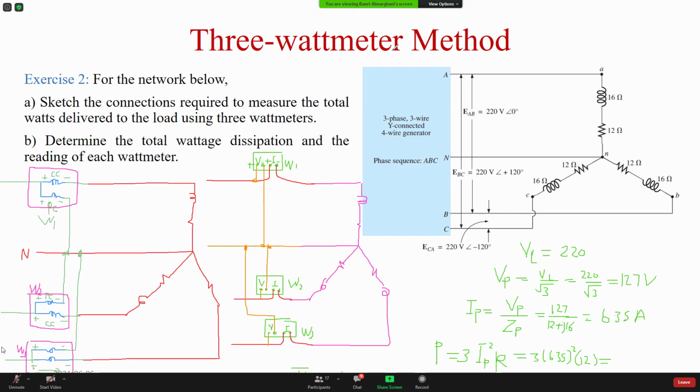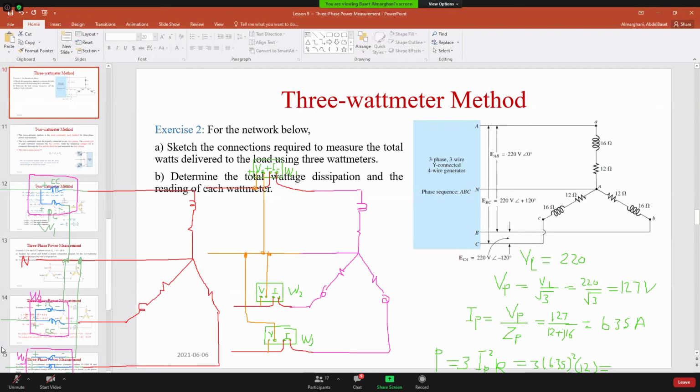Any questions? Sir, will it be on campus or online? On campus.